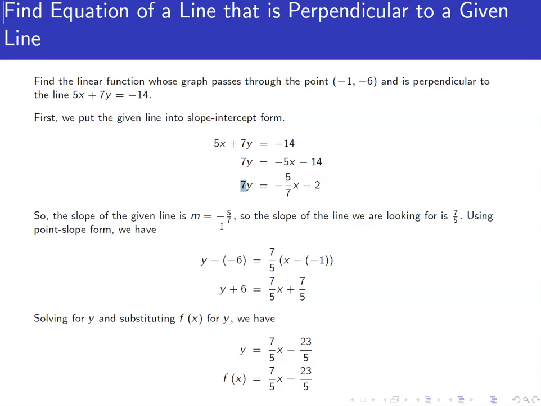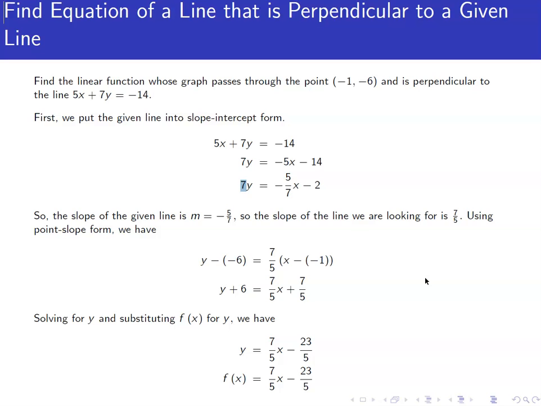Now again, we're looking for the line that's perpendicular, so the slope of the perpendicular line is the negative reciprocal. Since the slope of the line we're given is negative, the slope of the line we're looking for is positive, and then we take the reciprocal. In this case, we get 7/5. So the slope of the line we're looking for is 7/5.